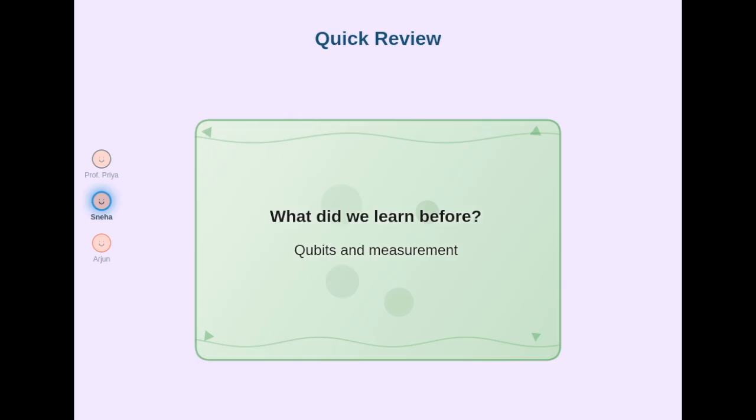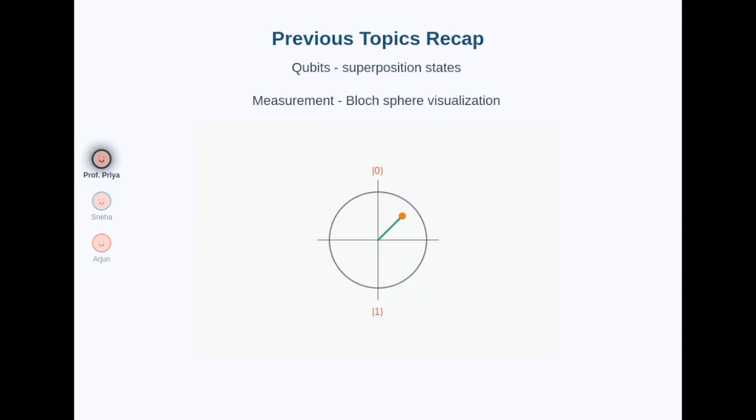Professor, before we start, can you remind us what we covered in the previous videos? Great question, Sneha. We discussed qubits as quantum bits that can exist in superposition, measurement that collapses quantum states, and the Bloch sphere for visualization.